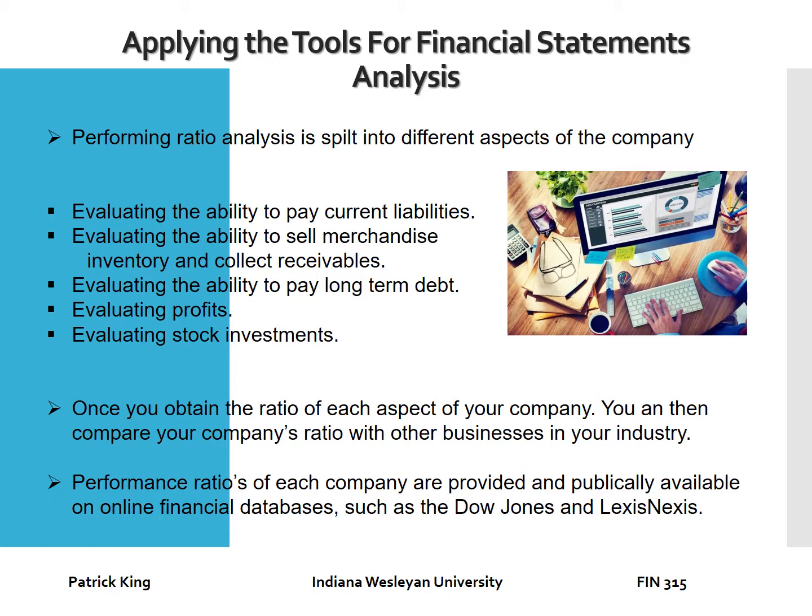Once you obtain the ratio of each aspect of your company, you can then compare your company's ratios with other businesses in the industry. These performance ratios of each company are provided and publicly available on online financial databases such as the Dow Jones and LexisNexis.